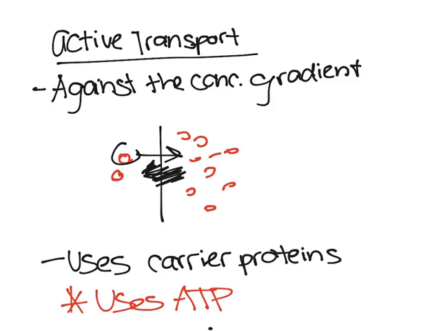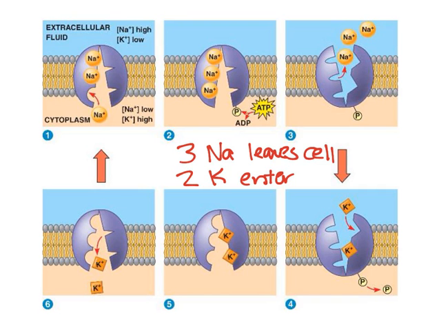And so let me give you an example of active transport. It's the most commonly known example. Let me clear this. And so it is the sodium-potassium pump. As you can see in this picture, essentially what happens is 3 sodium leaves the cell and 2 potassium enters the cell. And it uses ATP to do this.